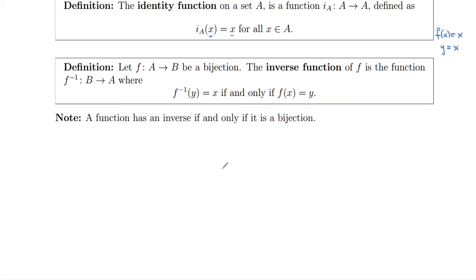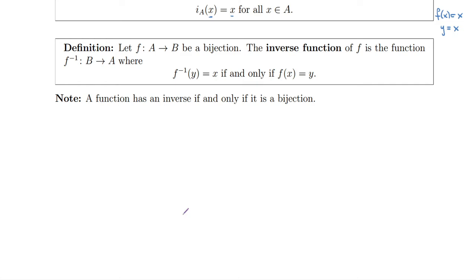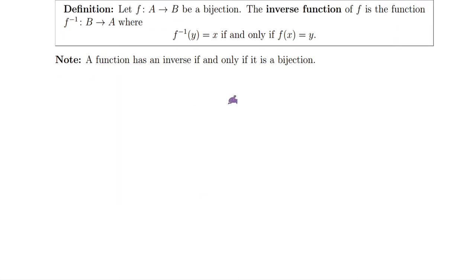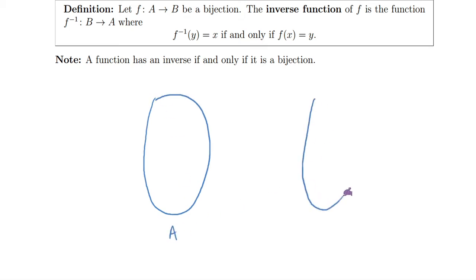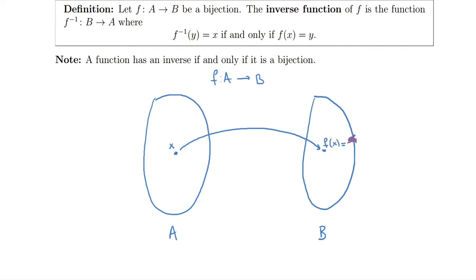And you know what? Let me draw you a picture for this. So here's my set A, and here's my set B. Okay, so f is a function from A to B. So I have an x in A, and since f is a function from A to B, it's going to take this x over here and take it to f of x. And we could call that y, all right? So it takes it to this element.